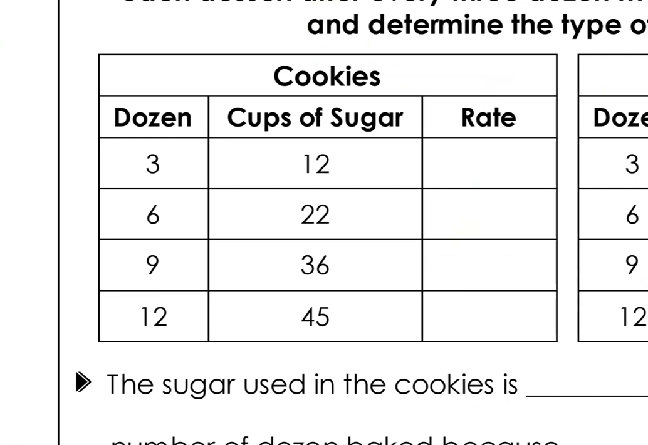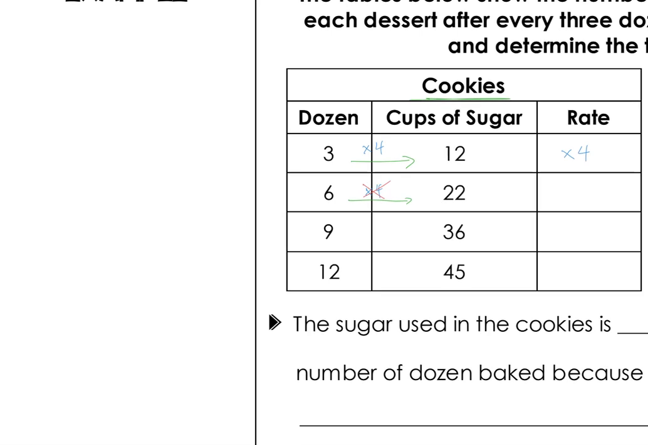So, again, let's jump immediately into this one. As you look at the first one, 3 dozen cookies this time. To get 3 dozen cookies, you need 12 cups of sugar. Well, that rate right there is times 4. Makes sense? So, essentially, now we're going down here, 6. To get 6 dozen cookies, we need 22 cups of sugar. Hang on, that is not times 4.